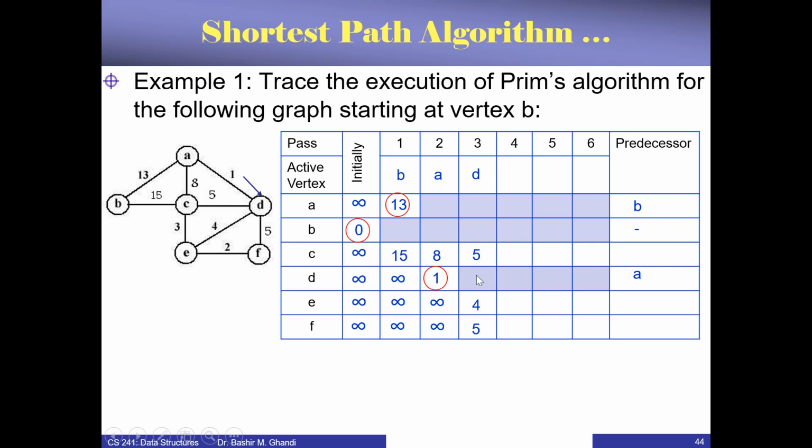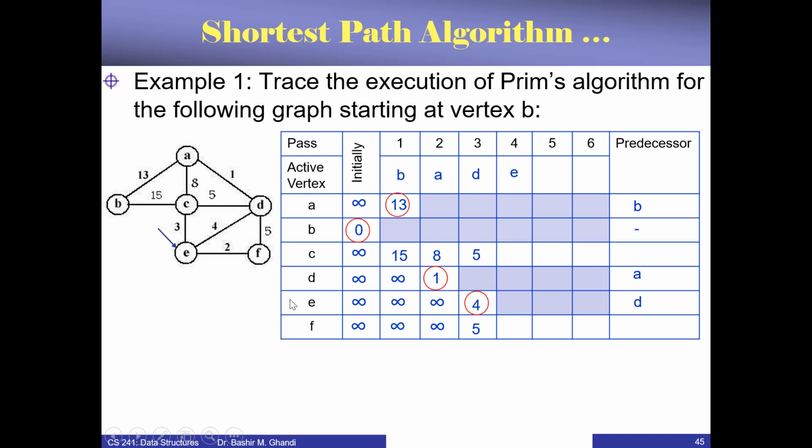To start the next one, you have to find the minimum among these, which is obviously 4. 5, 4, 5. The smallest is 4. So we're going to finalize E with a cost of 4. There is no better way of reaching E than 4. What is the predecessor? The predecessor is D, because you see we reach this E from D with this cost of 4. And then you make it your next active vertex.